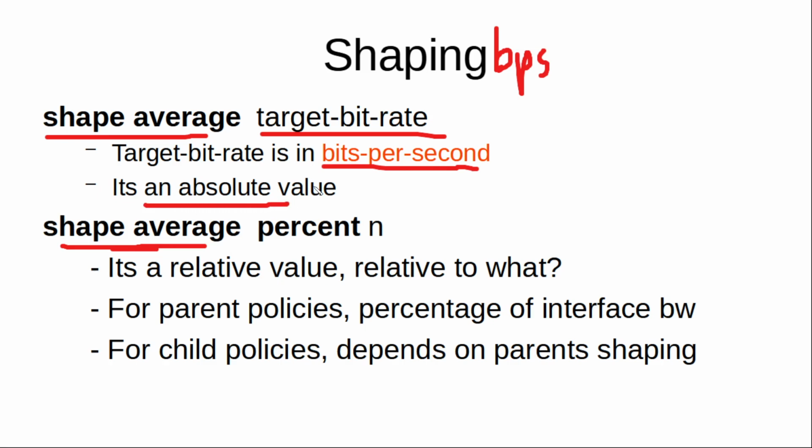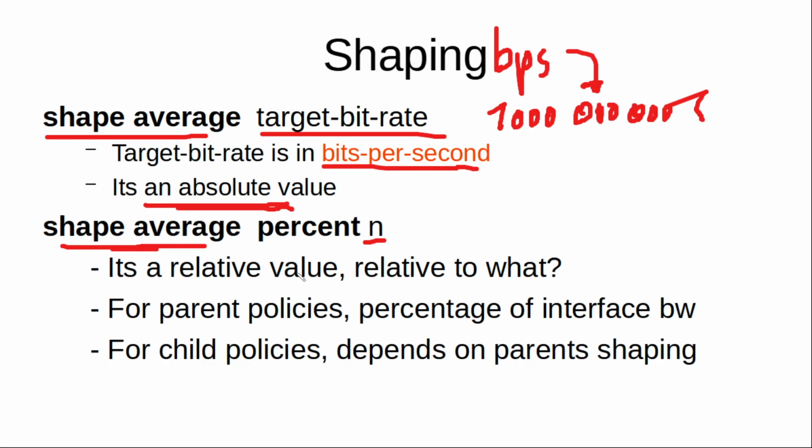So if I wanted to have a maximum rate of 1 gigabit per second, I will have to just write it down. Remember that this is bits per second. So that is actually easy to understand. If you see a target bit rate, it is an absolute value. But we also can use percent. Shape average percent and then a number. That will be the percentage of a certain value.